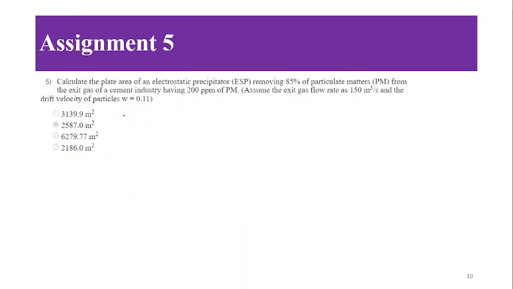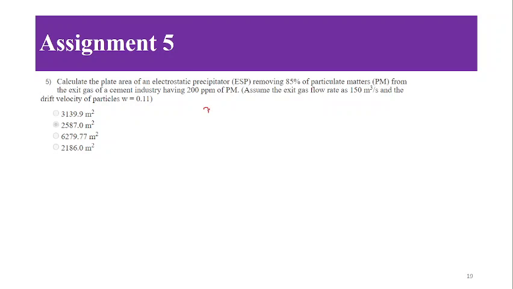In the fifth assignment, the numerical question was to calculate the plate area of an electrostatic precipitator, removing 85% of particulate matter from the exit gas of a cement industry having 200 ppm of particulate matter. Assume the exit gas flow rate as 150 meter cube per second and the drift velocity of the particles as 0.11. So here we need to find out the plate area.